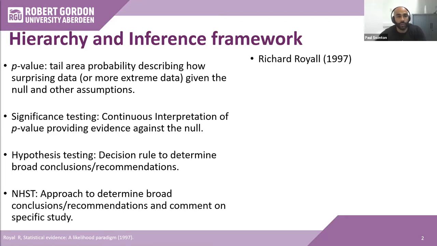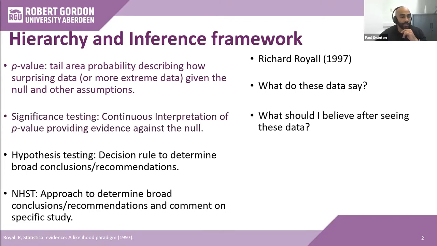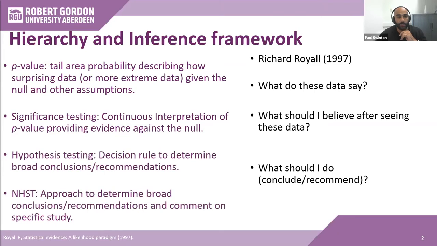So the inference approach that I quite like to adopt to map to these different uses is Richard Royall's three levels of inference. Starting off, p-values provide a nice interpretation of what do these data say. Moving on to the next level, you've got what should I believe after seeing these data, and that maps to significance testing. And then finally, as Daniel mentioned, we've got what should I do. In other words, in kinesiology, what should I conclude, what should I recommend, and again that maps more to hypothesis testing than NHST.